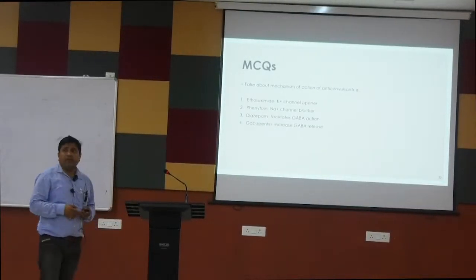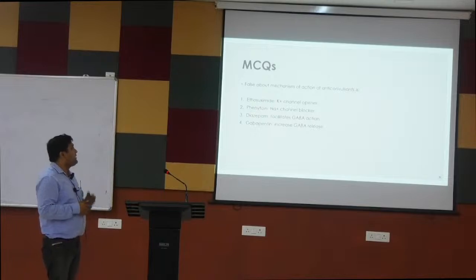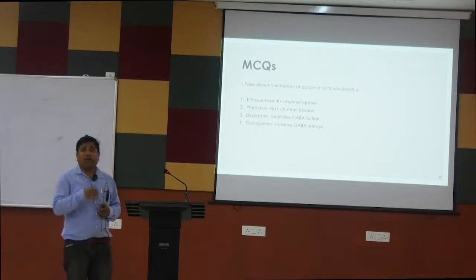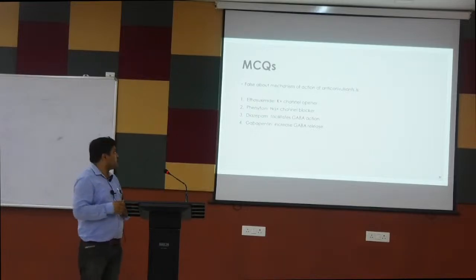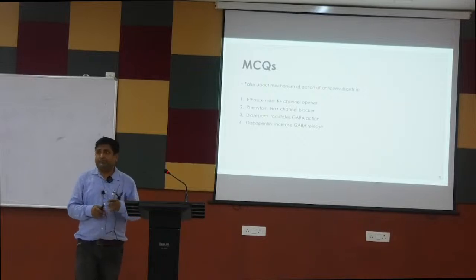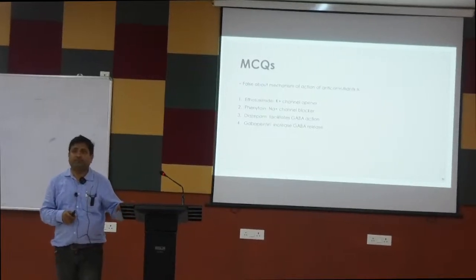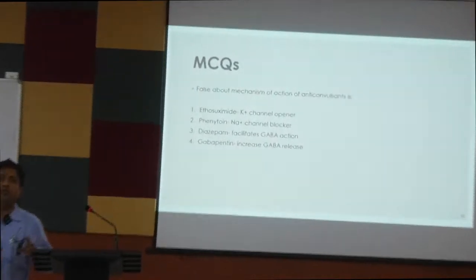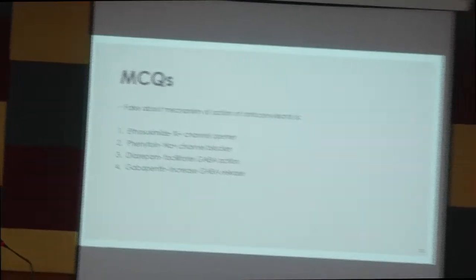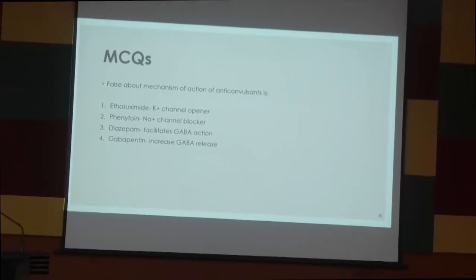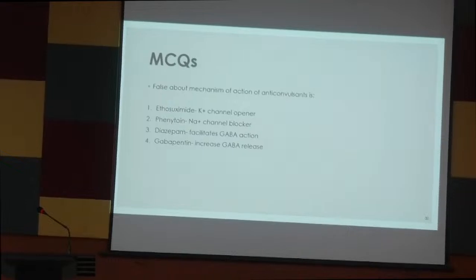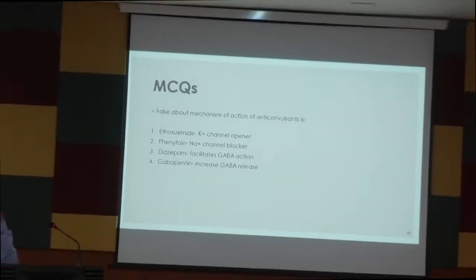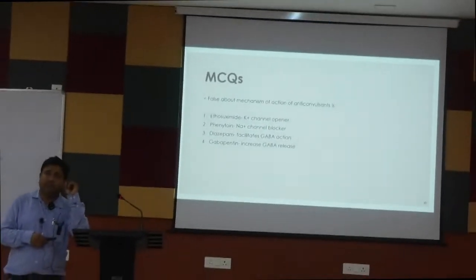Now, first about the mechanism of action of anticonvulsants. Ethosuximide, tiagabine, potassium channel opener. How does ethosuximide act? It acts by blocking or inhibiting T-type calcium channel.